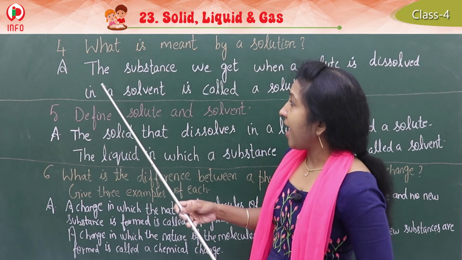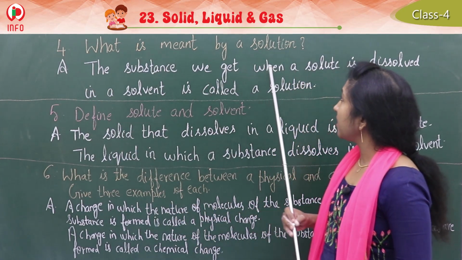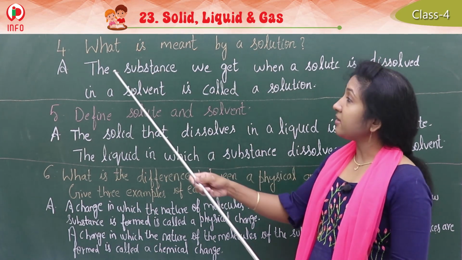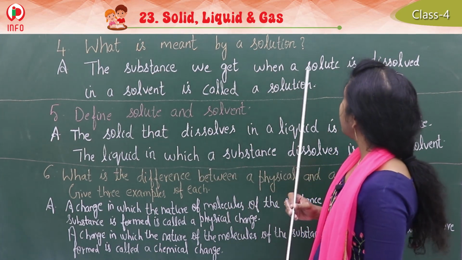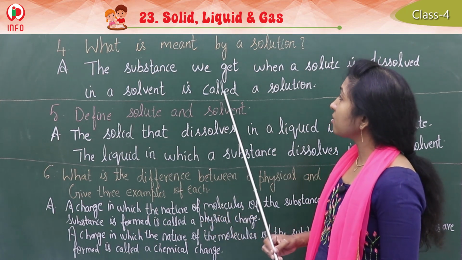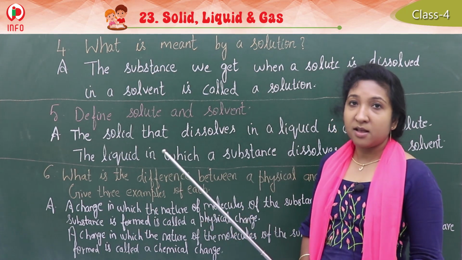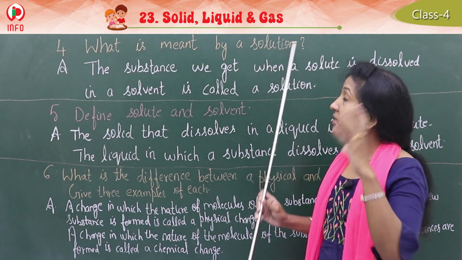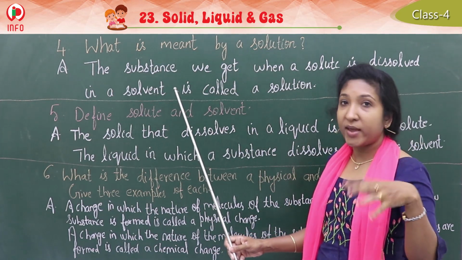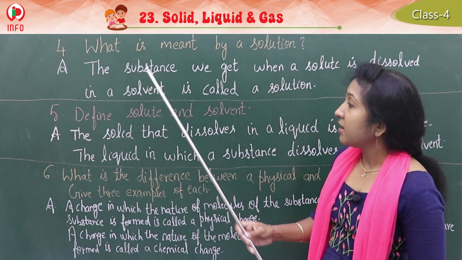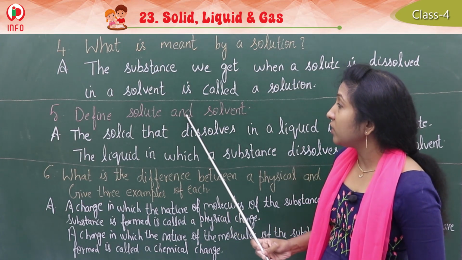Yes, so answer, the substance we get when a solute is dissolved in a solvent is called a solution. So the substance we get when a solute, sugar, is dissolved in a solvent, water, is called a solution. Yes. Next, define solute and solvent.